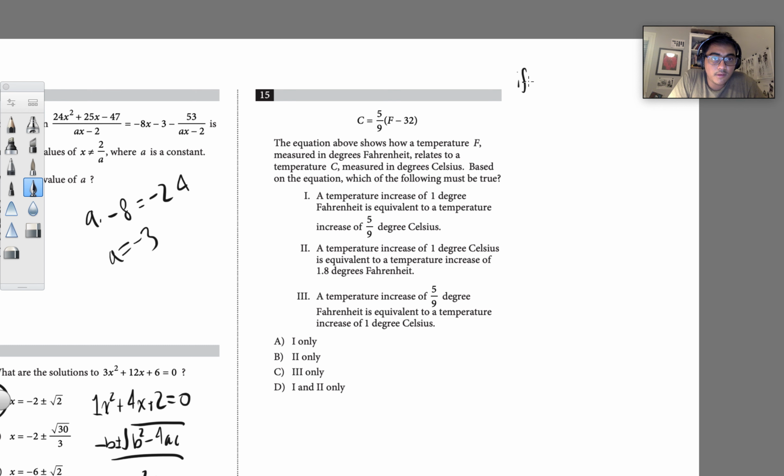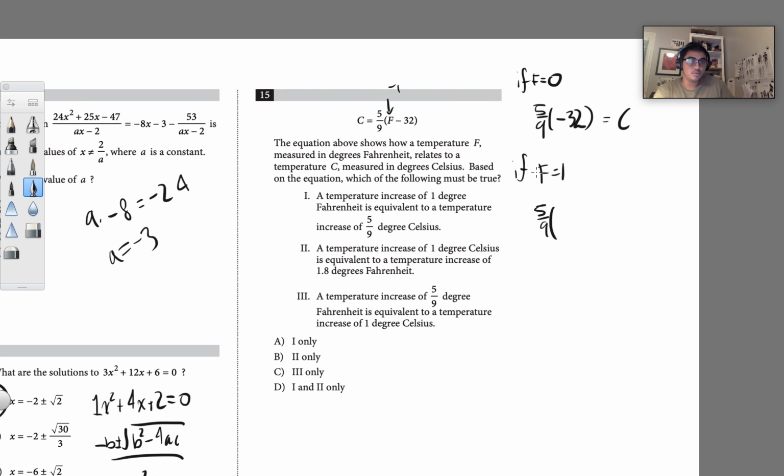So if f is equal to 0, then you'd have 5 over 9 and negative 32, right? So that would be c. C would equal 5 over 9 times negative 32. If f is equal to a temperature increase of 1 degree Fahrenheit, so if f is equal to 1, then we have 5 over 9 times 1 minus 32, right? We put a 1 here, 1 minus 32, which is negative 31, is equal to c.